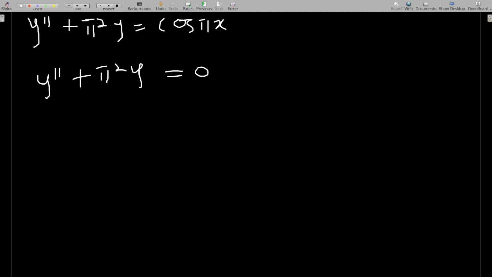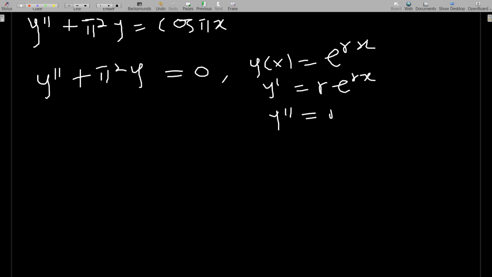Then you solve this. You have a second order ODE with constant coefficients, so we let our solution y of x be equal to e to the rx. That means y prime gives me r e to the rx, and y double prime gives me r squared e to the rx. So I put the corresponding terms back into this equation.